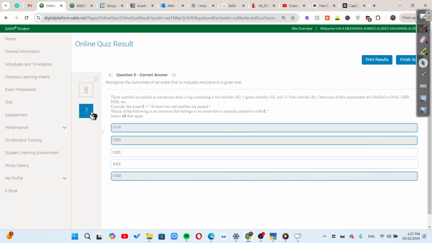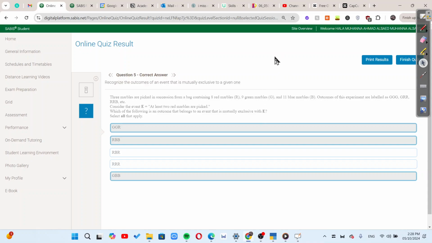So for this question, it's telling you that you have three marbles: red, green, and blue. And then you can get either green, green, green, green, red, red, red, red, blue, etc. So E means at least two red marbles are selected. That's what E means. And then it's asking you which outcomes are mutually exclusive.